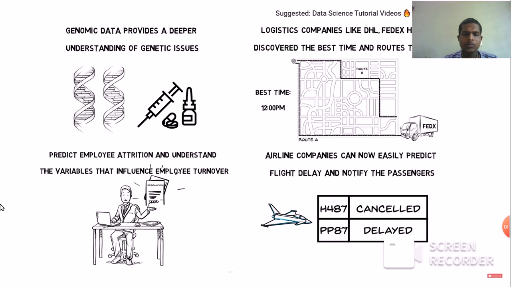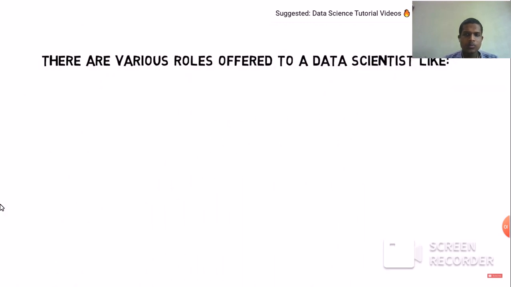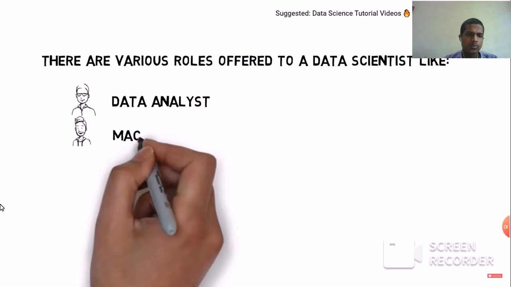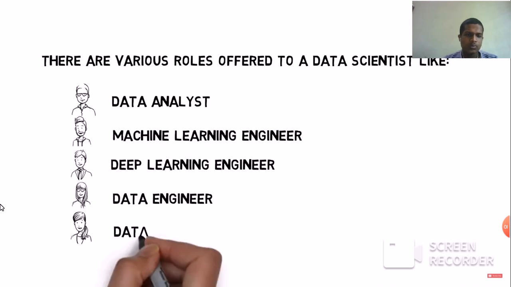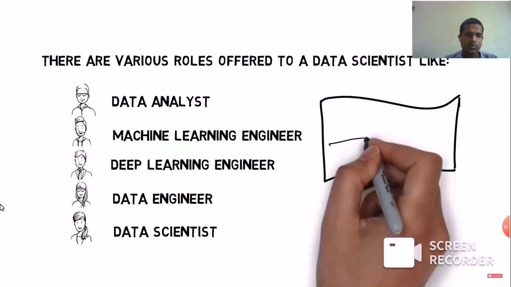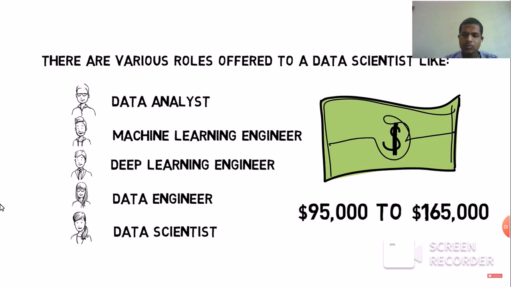Well, if you're wondering, there are various roles offered to a data scientist, like data analyst, machine learning engineer, deep learning engineer, data engineer, and of course, data scientist. The median base salaries of a data scientist can range from $95,000 to $165,000.